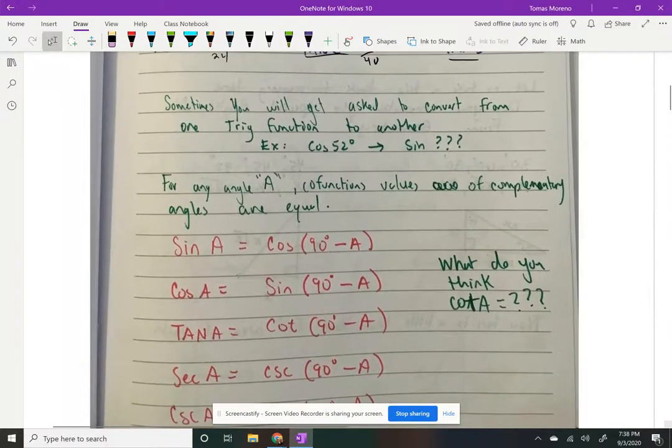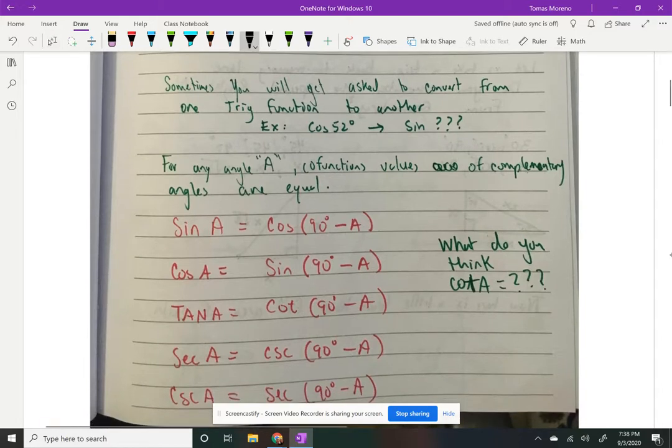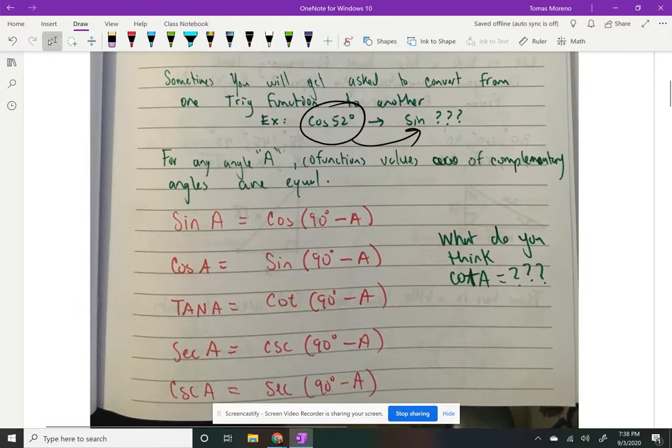So now sometimes they'll ask you, you have cosine 52. What would be the equivalent to cosine 52 but in sine function? So there's a way of doing this, right? And we're about to figure it out. What we need to do is for any angle, I put A, right? But it's for any angle, and in this case our angle here is 52. There's actually co-function values of complementary angles that are equal.